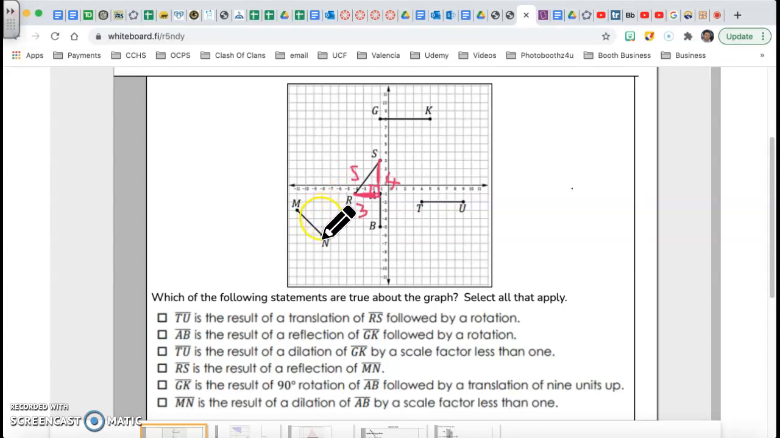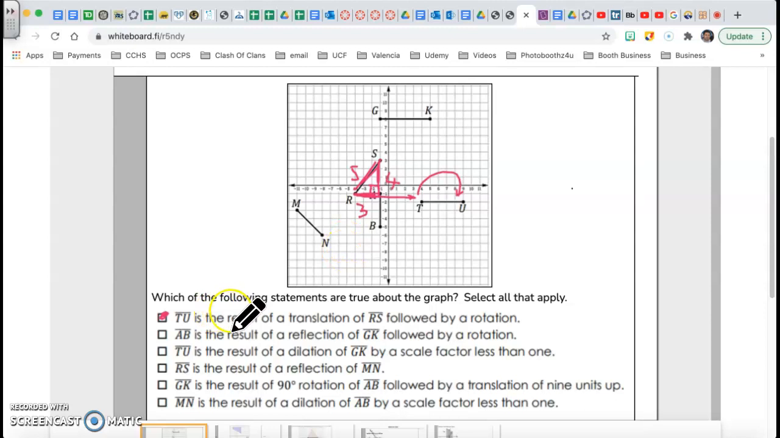I will link a video on the Pythagorean theorem in the description. So yes, RS is 5, TU is 5, and they're saying TU is a translation of RS followed by a rotation. They have the same length. So yes, I can move it to the right and then rotate it to make it horizontal. Yes, that's possible. TU is right.